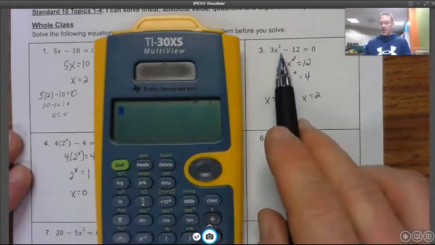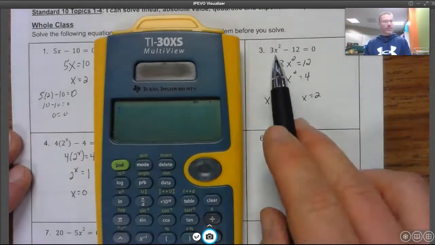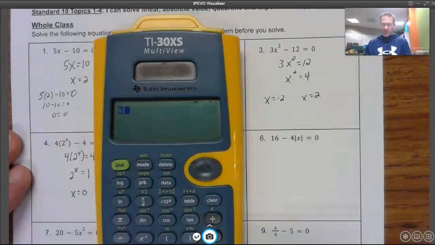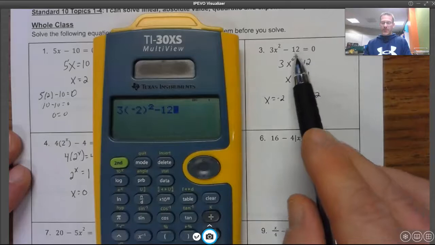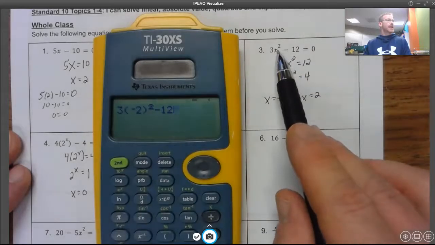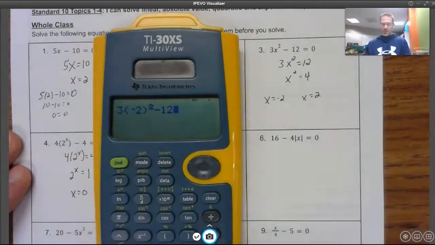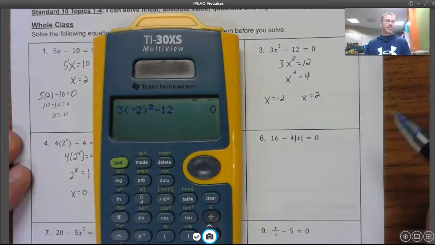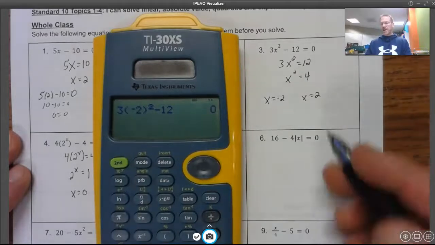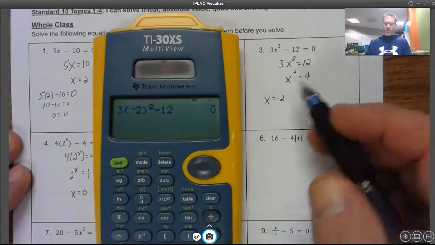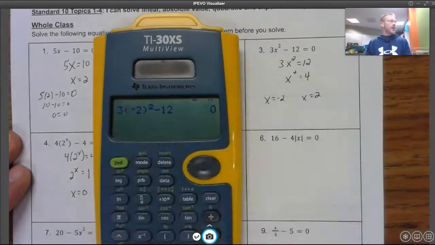So I'm going to go back to number 3 here. Notice I can take -2 and plug it in. I can type it just like it looks, and I'm just going to put that -2 in parentheses, right? So it should look exactly like what I have here. The only difference is I'm going to replace the x with my number here, and I'm going to hit enter. And I get 0, so 0 equals 0. I know that's right. So even if you're not checking it on paper, you can do that very quickly on your calculator.